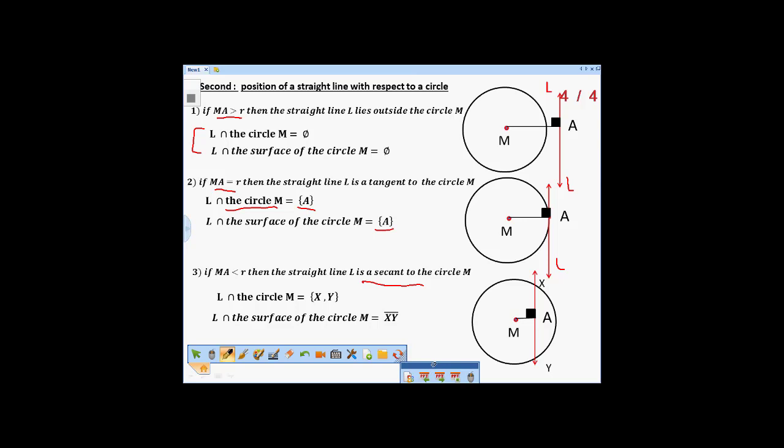Number 3, here I want to find L intersection circle M and L intersection surface of circle M. L intersection circle M is at these 2 points, X and Y only. So I can write it as a set like this, the set of X and Y. But L intersection the surface of circle M, it means this part, the line segment XY. So the intersection here between this straight line and surface of circle is the line segment XY.